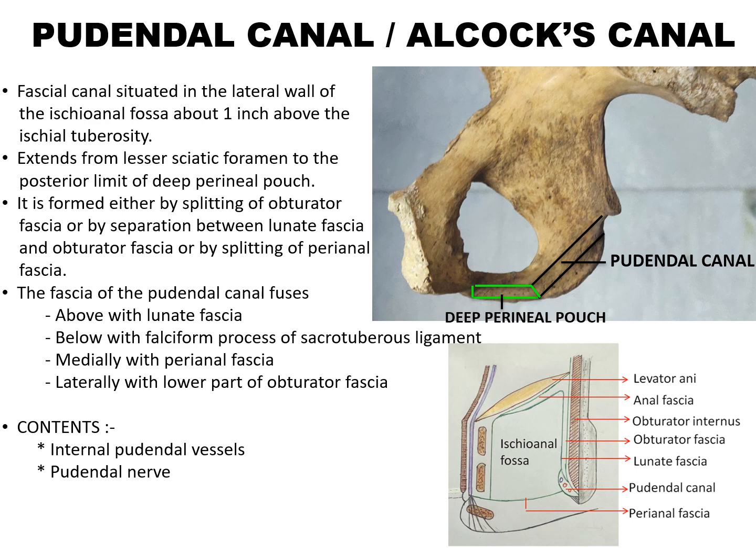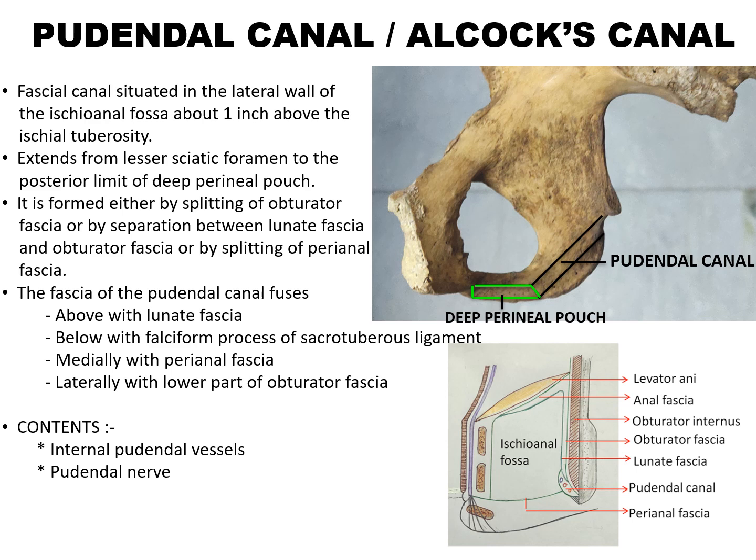Then the pudendal canal is formed either by the splitting of the obturator fascia, or by the separation between the lunate fascia and the obturator fascia, or by means of the splitting of the perianal fascia. We are going to trace the fascia of the pudendal canal. The fascia of the pudendal canal above fuses with the lunate fascia.